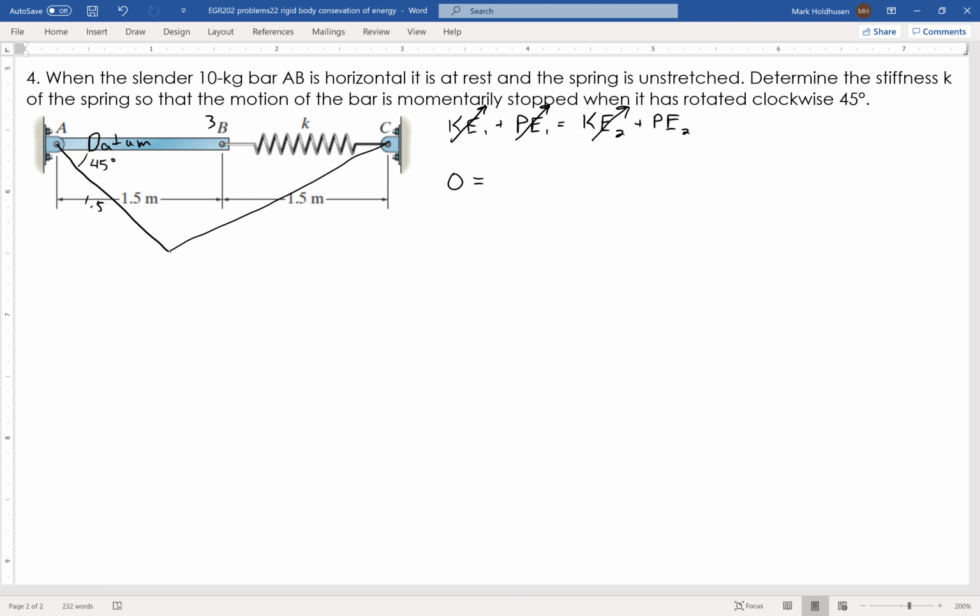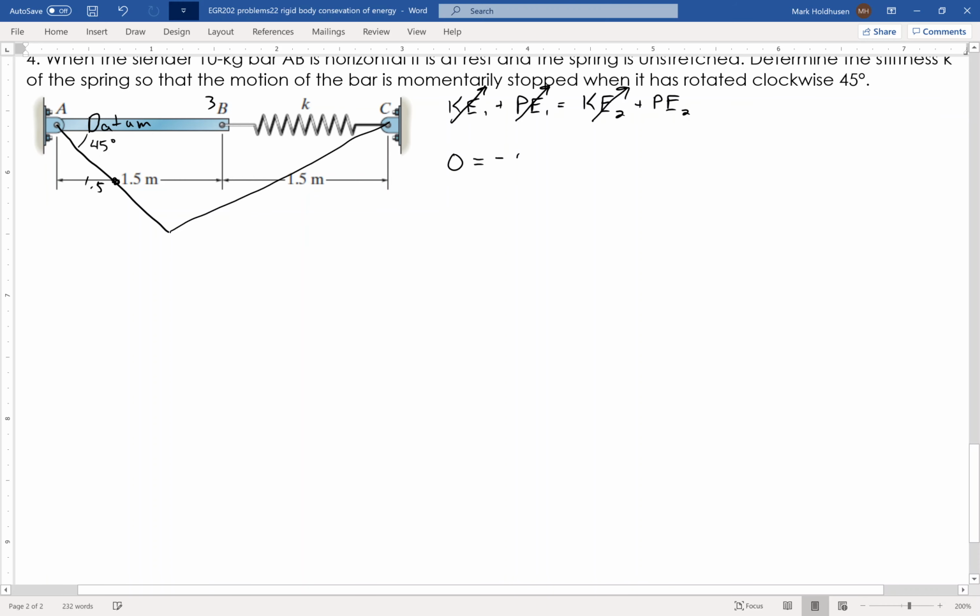Well, first of all, let's do the gravity, right? This guy is dropped down below, right? The center of gravity has fallen below the datum, so it's going to be negative, and it's going to be negative 0.75 times the sine of 45. That is the distance that it's fallen down times the weight, which is going to be 10 times 9.8. Right? So that's the gravitational potential. It's fallen below, that's why it's negative.